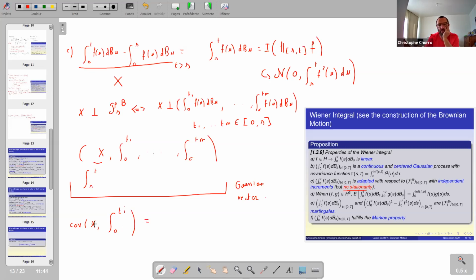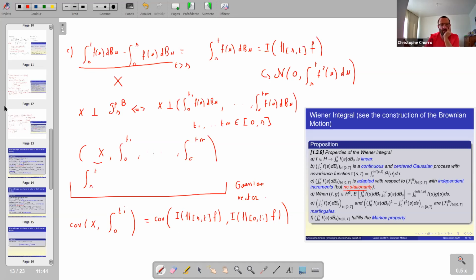what I obtain, so here it's the integral between s and t, I am able to deduce, it will be gamma. No, excuse me, it won't be gamma, but something that is not very far. It will be the covariance of I of the indicator function of (s,t] times f and I of the indicator function of (0,t_i] times f. But I know what this term is.